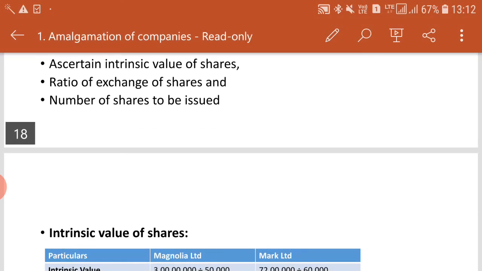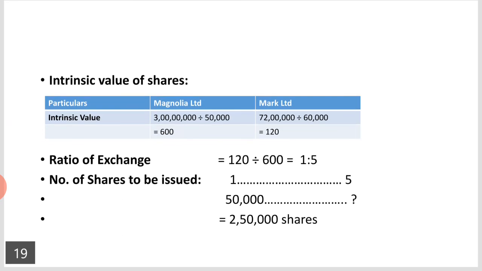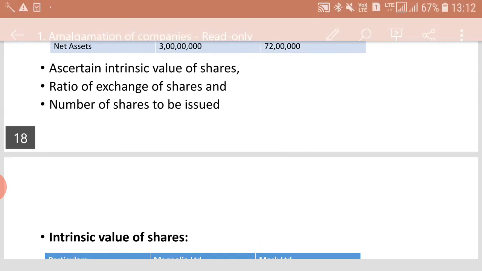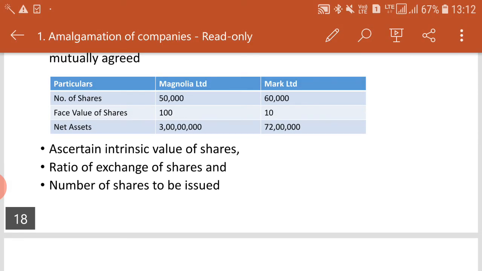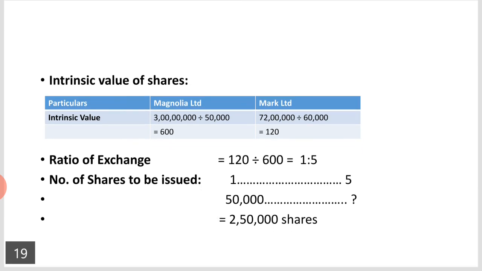And then the next point is asking us to calculate the number of shares to be issued. See, for one share, 5 shares are to be issued. Now, what is the number of shares of Magnolia Limited? In the question it is given, it is 50,000. So for one share, 5 shares will have to be issued. So for 50,000 shares, how many shares will have to be issued? Simply cross multiply it and you'll get 2,50,000 shares.